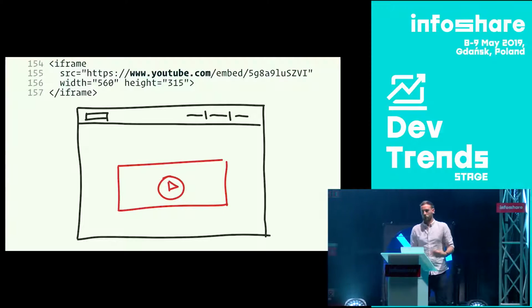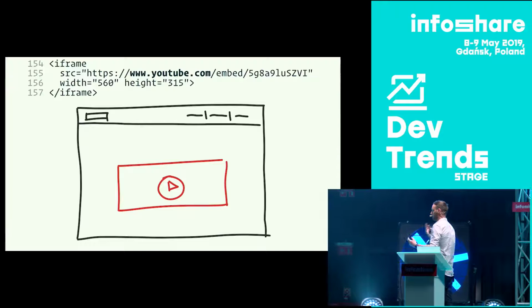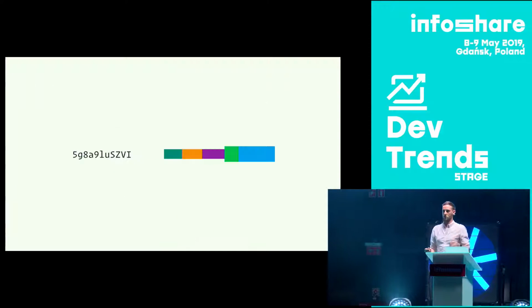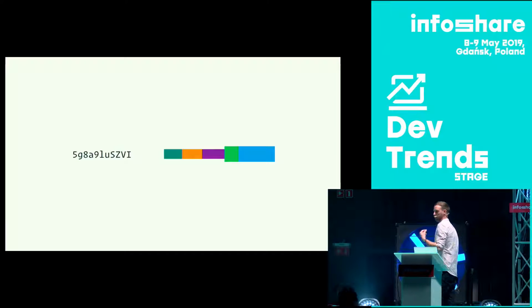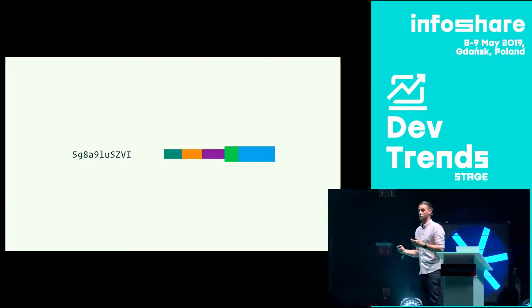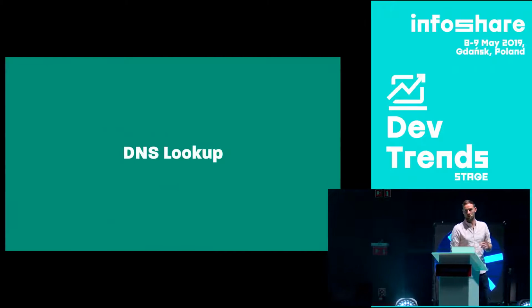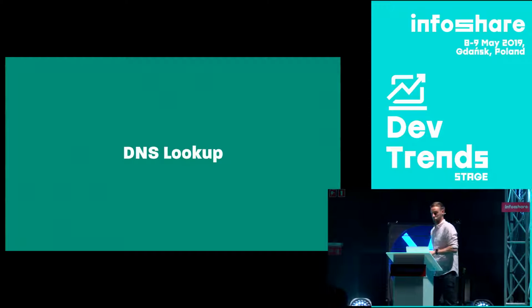So when we download a file, in this case, a YouTube embed, we've got a load of steps that we need to go through. And the first one is DNS. What we can do is we can tell the browser to look at the DNS nice and early. So it basically works out that YouTube happens to have an IP address of this.